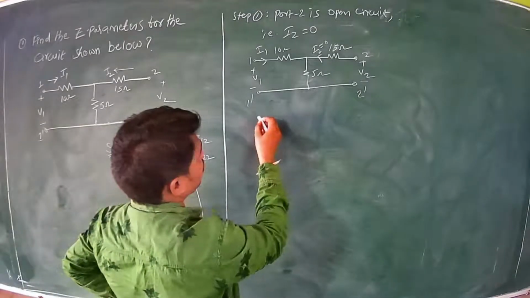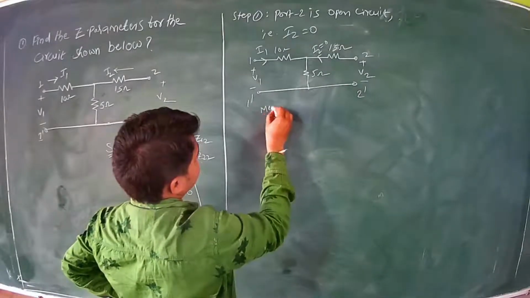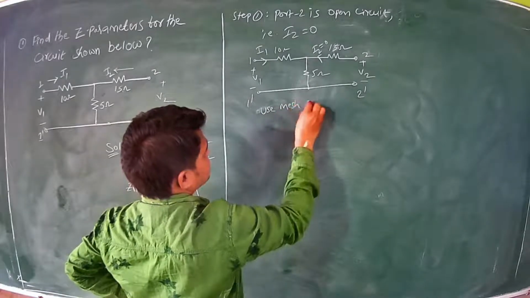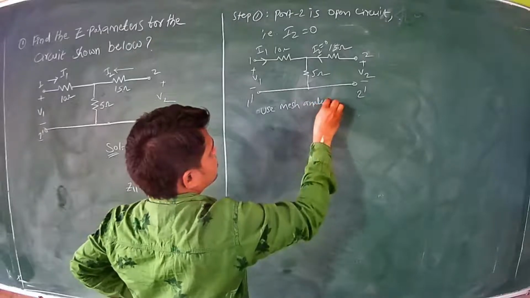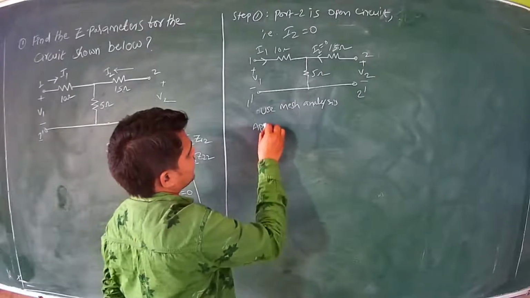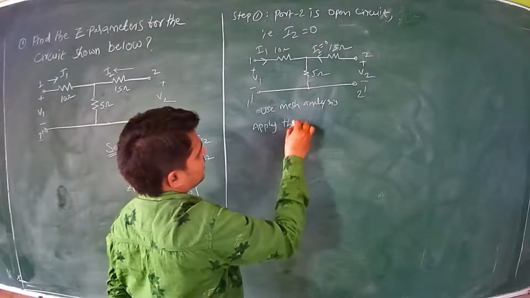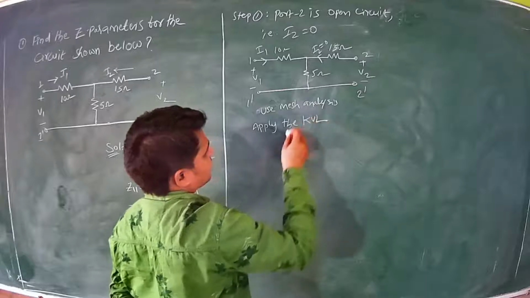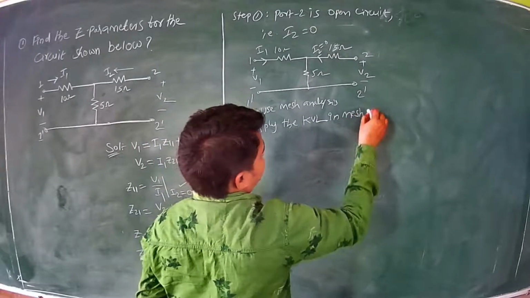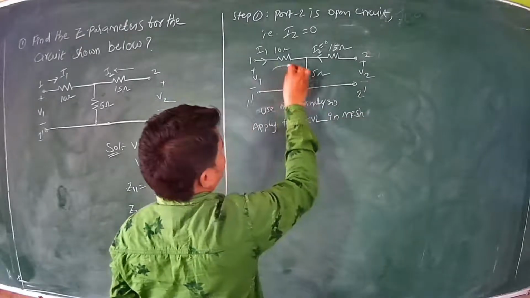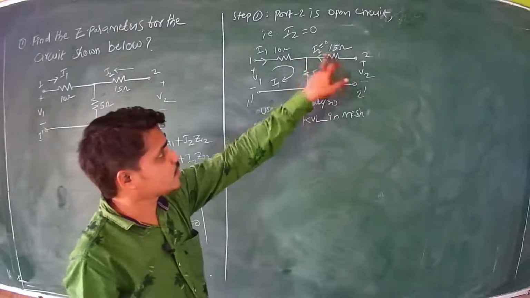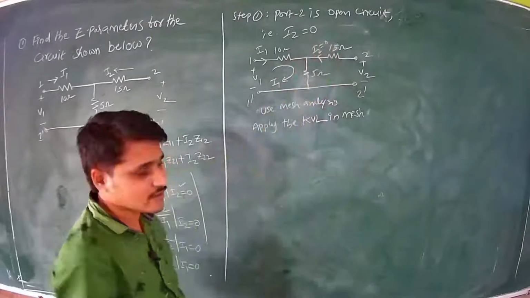Now I am using mesh analysis, as you will find it very easy. First apply Kirchhoff's voltage law, KVL, in the mesh. This is the only mesh. The current is I1 in this mesh, because the current I2 is 0 here. No current is coming and no current is leaving.